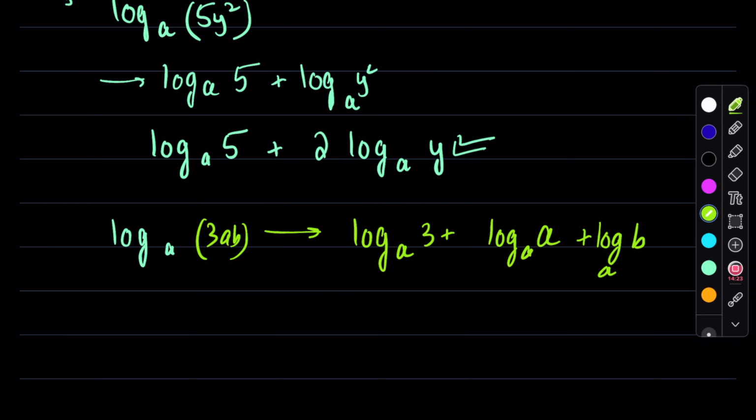Since we know that if the base and the argument are equal, you can see this with a different color, in this case the argument and the base are both numerically the same, so it becomes 1. So the final answer becomes log base a, argument 3, plus 1, plus log base a, argument of b.